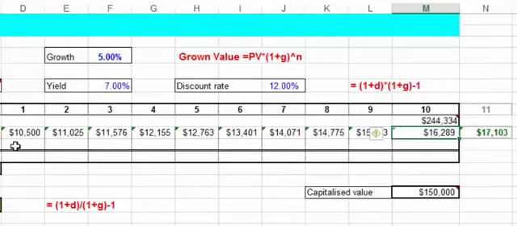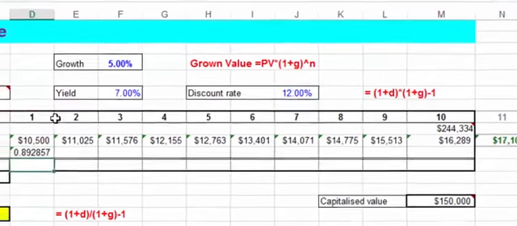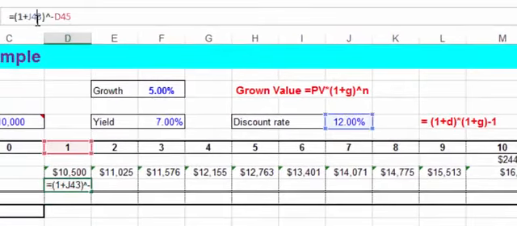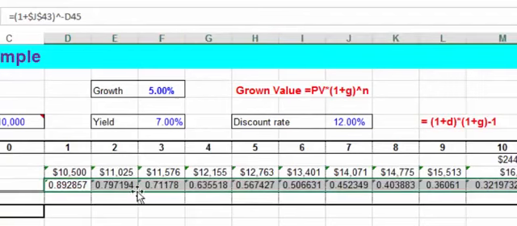Okay, we come back and we put in our discount factors the same way that we did before, and that's equal to 1 plus the discount rate raised to the negative year number. And again, if I absolute the discount rate by hitting the F4 key, I'm now able to fill that across. If I don't hit the F4 key there, you'll find that my discount rates very soon become something a bit absurd.